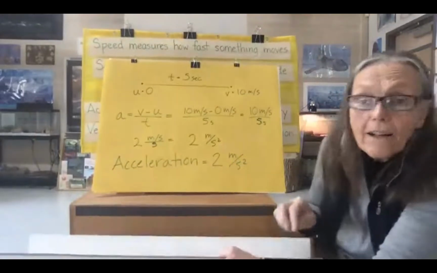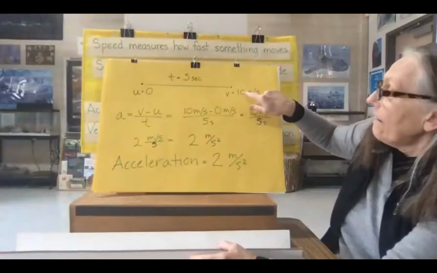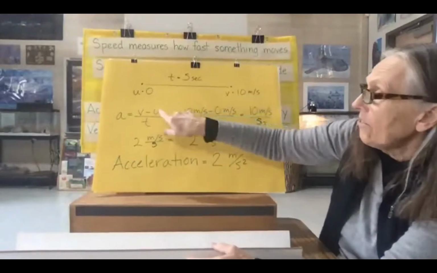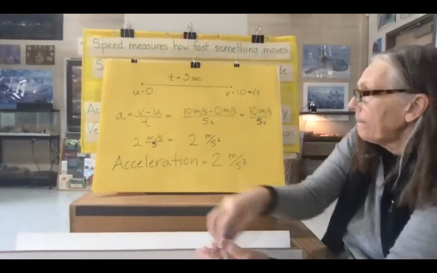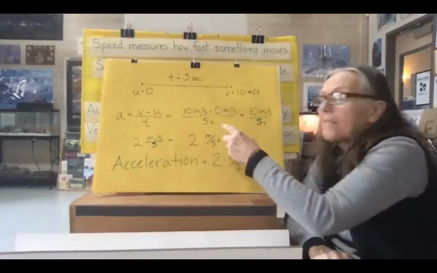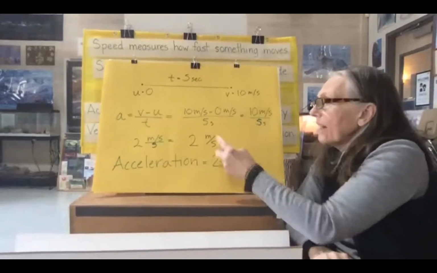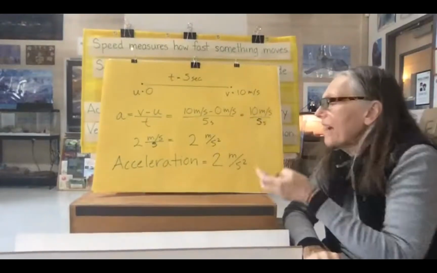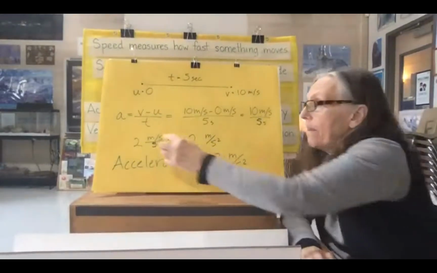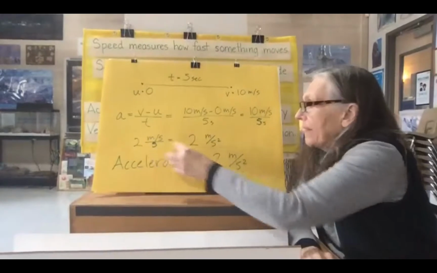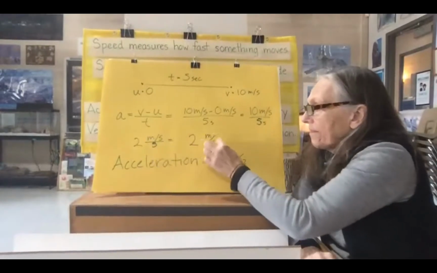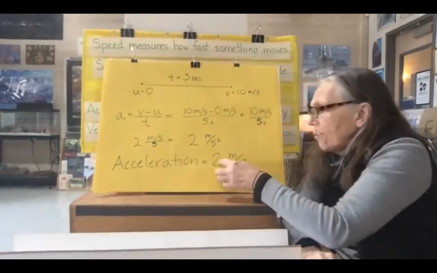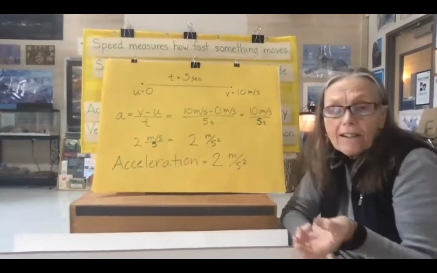the way I calculate my acceleration is I take v minus u over time. So 10 meters per second minus 0 meters per second over 5. I like to use numbers, so 10 over 5, and I get 2 meters per second. And then squared. So the acceleration is 2 meters per second squared.